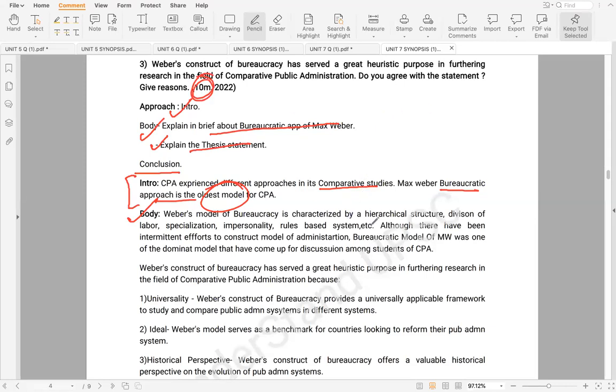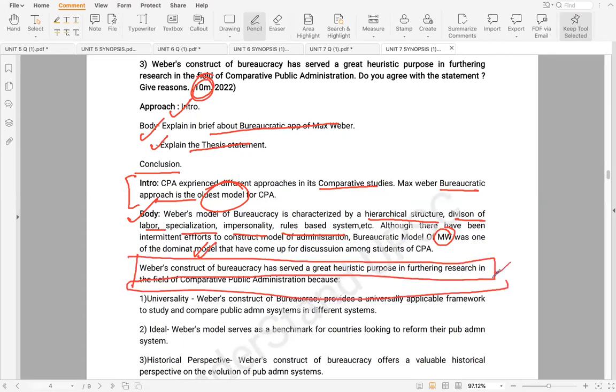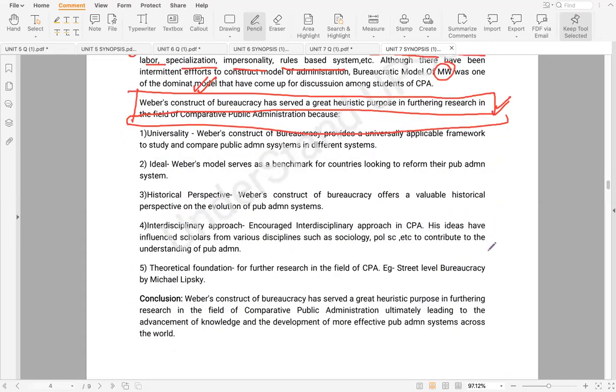Weber's model of bureaucracy is characterized by a hierarchical structure, division of labor, specialization, impersonality, rules-based system, etc. Although there have been intermittent efforts to construct the model of administration, the bureaucratic model of Max Weber was one of the dominant models that have come up for discussion among the students of CPA. Weber's construct of bureaucracy, this is the direct heading, has served a great heuristic purpose in furthering research in the field of CPA. Why?